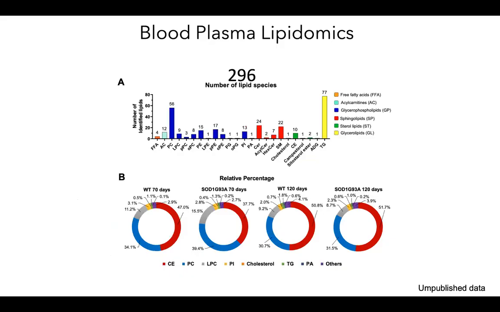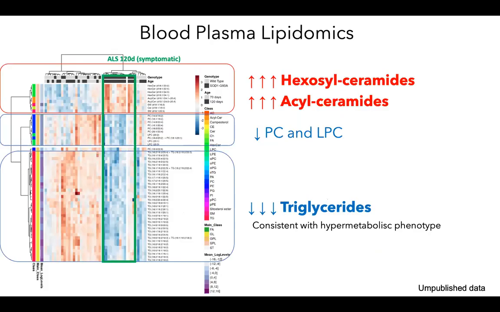So in blood plasma, we found 296 lipid species. And the main changes that we observed that were associated with ALS disease progression are highlighted here. We found an increase in two types of ceramides, exosylceramides and acylceramides, a decrease in phosphatidylcholine and lysophosphatidylcholine, and a decrease in several species of triglycerides.